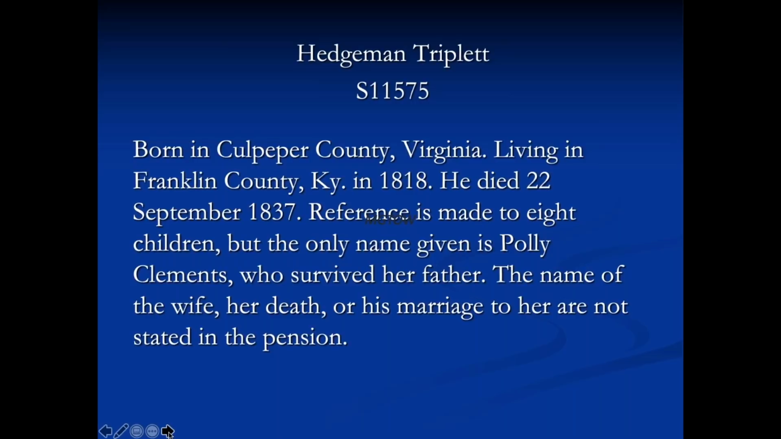But unfortunately, in his pension application file, only one is named, and that's Polly Clements, who survived her father. The name of the wife, her death, or his marriage to her are not stated in the pension. That pretty much means that since Polly's being identified, his wife predeceased her by quite a bit. Also in his pension is this piece of paper that I've talked about previously, the Act of 6 April 1838. So this will lead us to additional records.